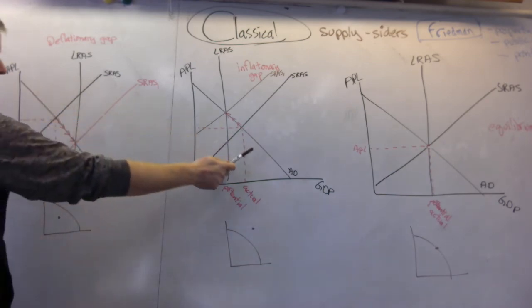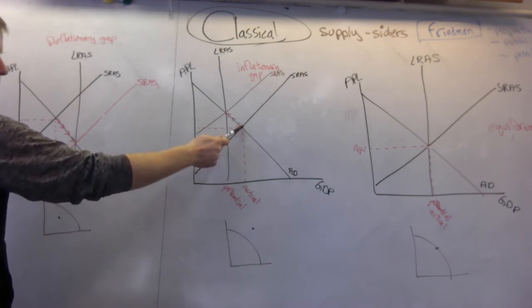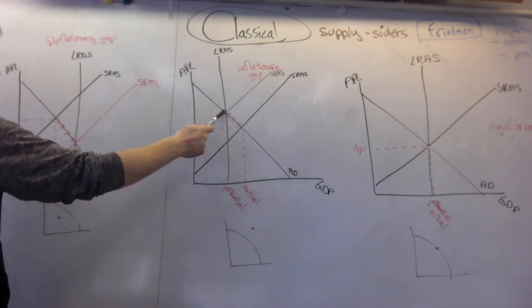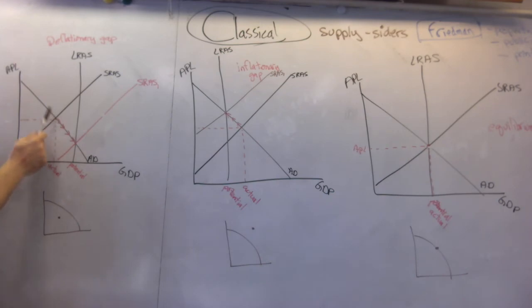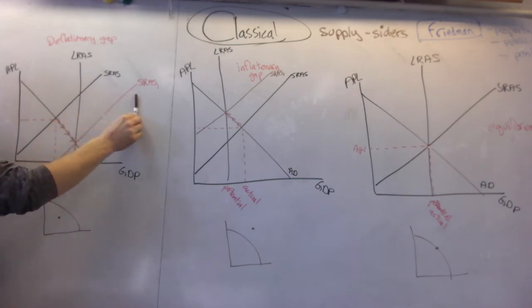Just like in the inflationary gap, in the deflationary gap factor market prices by themselves will close the gap. The classical economist believes that all of this is going to happen on its own. The only thing that government really should be concerning itself with is how to get this long-run aggregate supply curve to move out to the right.